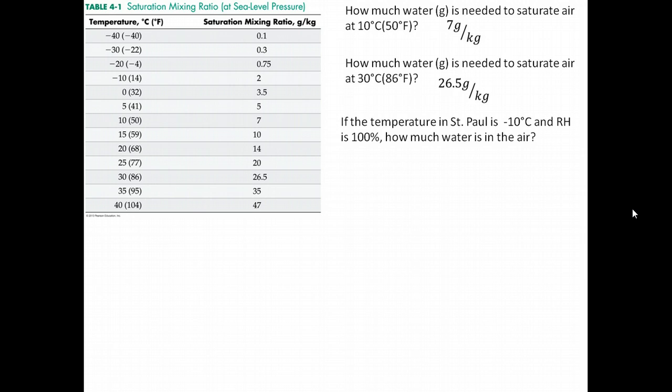So let's look at a scenario. If the temperature in St. Paul, Minnesota is minus 10 degrees Celsius and the relative humidity is 100%, how much water is in the air? Well, we have two pieces of information that are important here. We have the temperature of the air and we have the relative humidity. Since we know that the relative humidity is already 100%, the air is saturated, the question is, what amount of water would saturate air at that temperature? So again, we refer to the table.